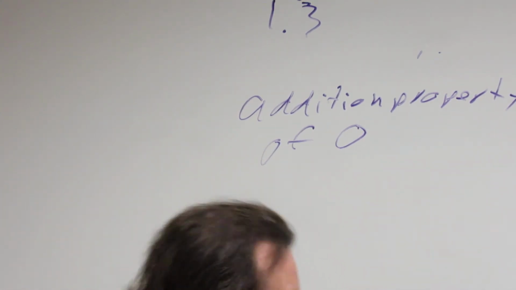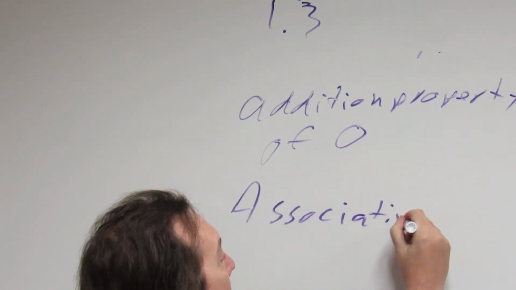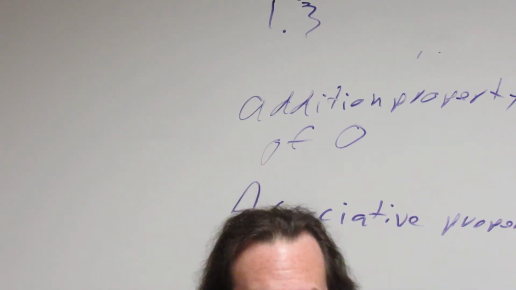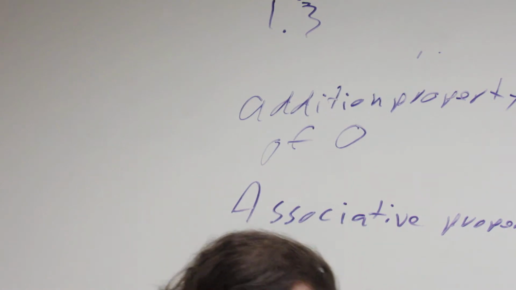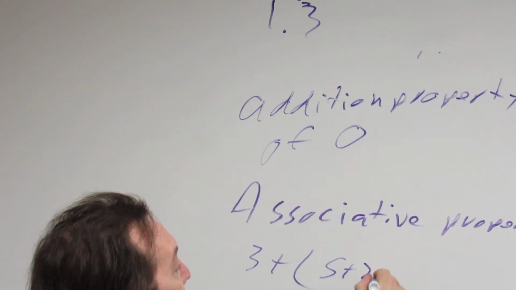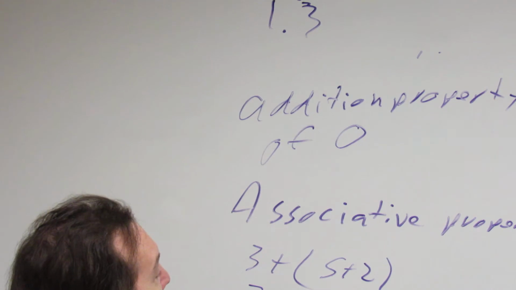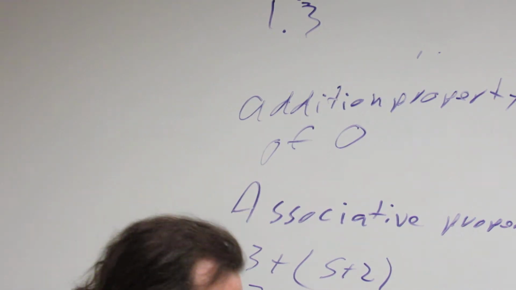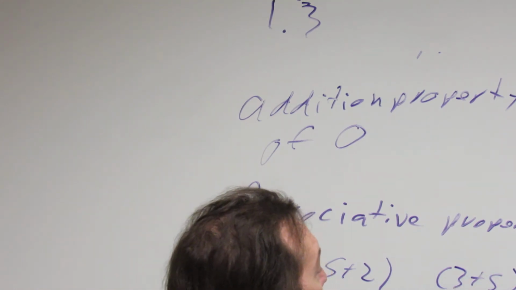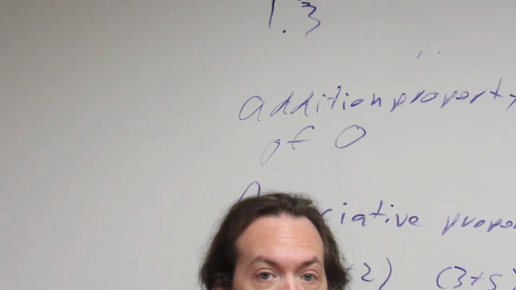The associative property is where you have more than two numbers. So let's say we have 3 plus 5 plus 2. You would add these two first, so it would be 3 plus 7 equals 10. But you can also say 3 plus 5 plus 2, so it's 8 plus 2, and that also equals 10.